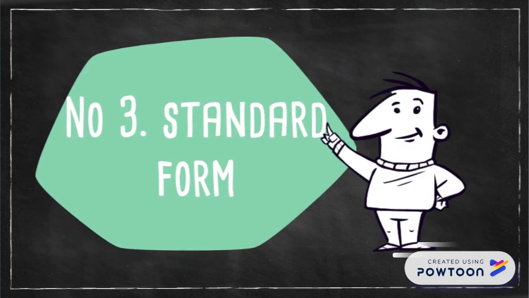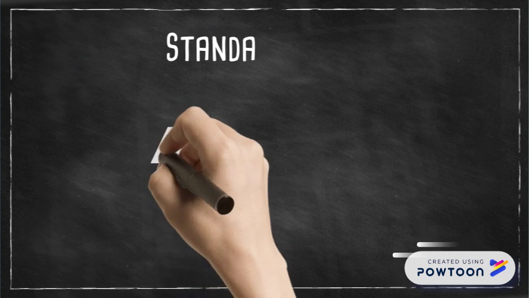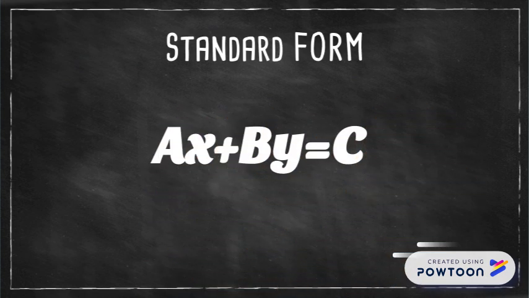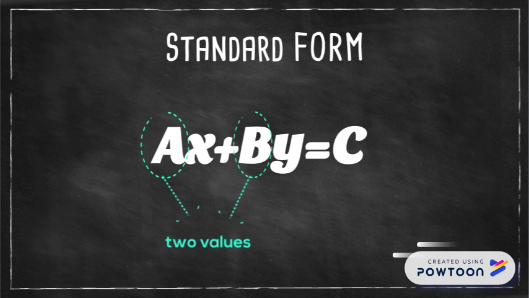The last one is standard form. Standard form is ax minus by equals c. When the problem is asking you to write a standard form equation, 3 lines of information are always given. It is always giving you 2 values of something with a total.